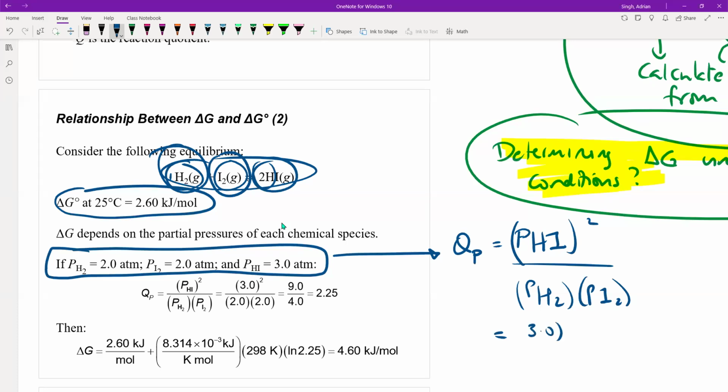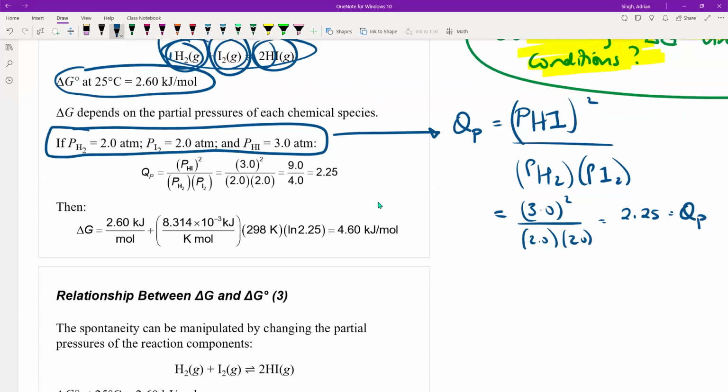So we have 3.0 atmospheres squared for the HI, we have 2 for the H2 and 2 for the I2. So that gives 9/4, which gives us 2.25 as my Q value. So I can then take that and insert it into my delta G equals delta G naught, that's how you would read that, plus RT natural log of Q. Right, so we substitute these values.